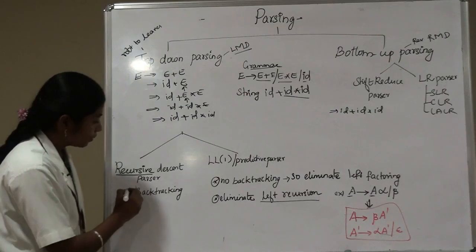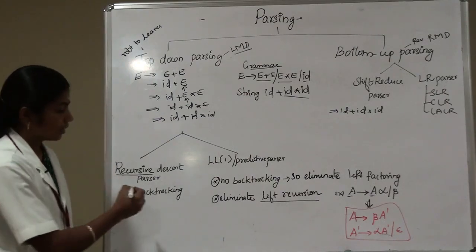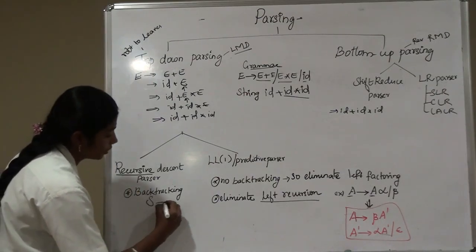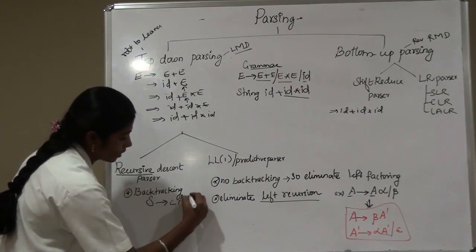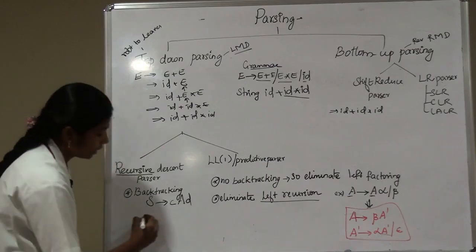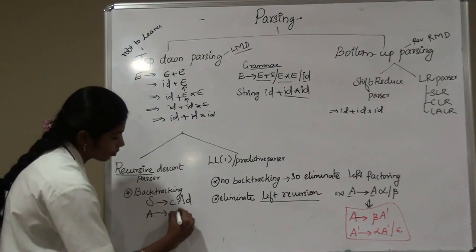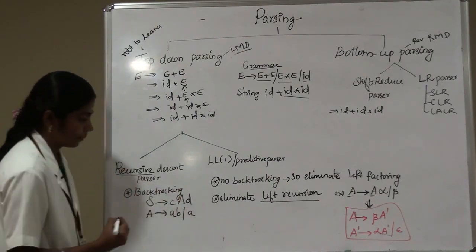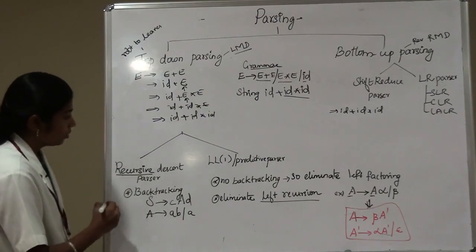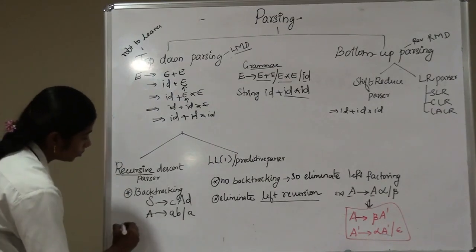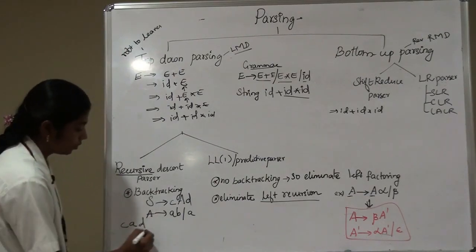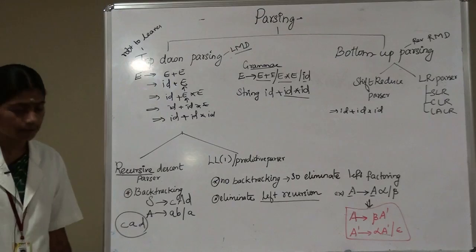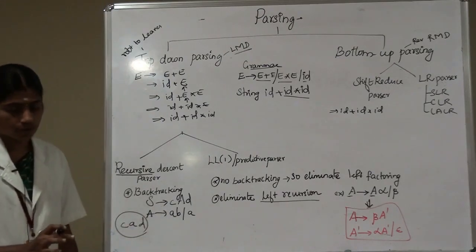Here it involves backtracking. To understand backtracking, I can take an example. You have a grammar like S derives C A D, and A derives small a b and a. You need to check whether the string C A D is accepted by this grammar or not.